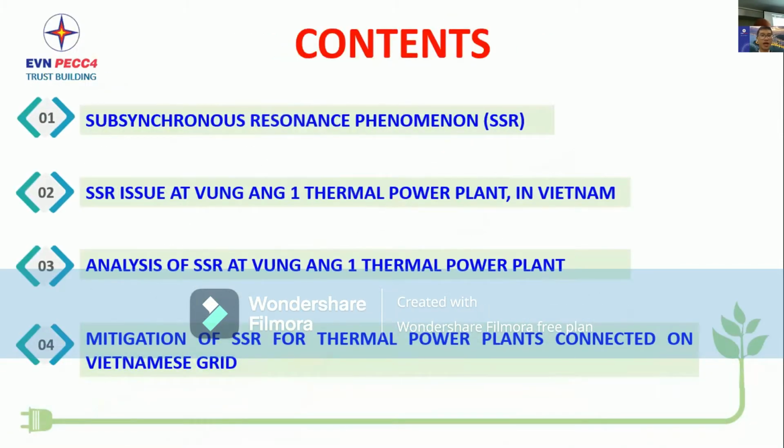The slides contain 4 parts. The first one is the sub-synchronous resonance phenomenon. The second is the SSR issue at Vũng Áng 1 thermal power plant in Vietnam. The third one is the analysis of SSR at Vũng Áng 1 thermal power plant. And finally, how to mitigate the SSR for thermal power plants connected to the Vietnamese grid.